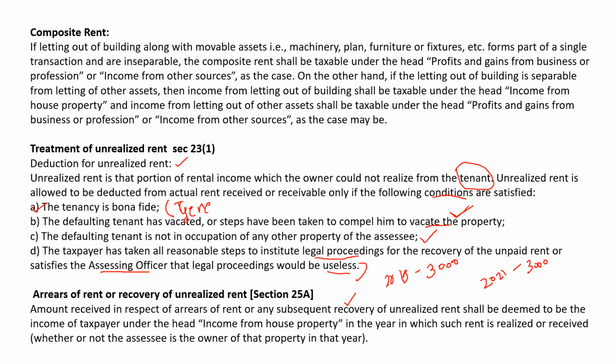It is clear from this sentence only: amount received in respect of arrears of rent or subsequent recovery of unrealized rent shall be deemed to be income of the taxpayer under the head income from house property in the year in which such rent is realized or received, whether or not the assessee is the owner of the property in that year. Even though he is not the owner of the property, we can consider it as the income from house property for that assessee. Okay, I hope it is clear.